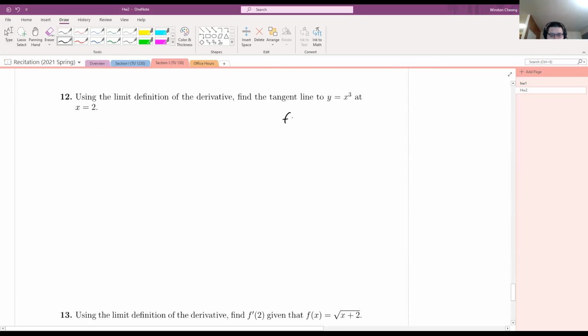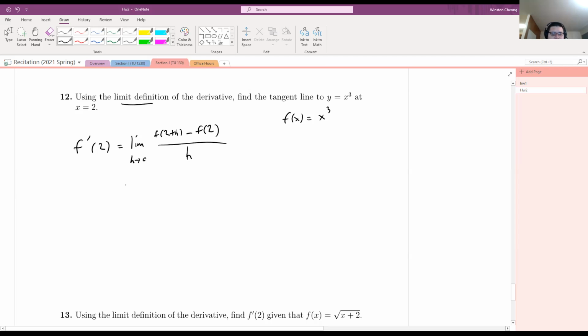Again, for this, I'm going to introduce a name for this function. So we want to find the tangent line to this at x equals 2. So the first thing we need to do is to calculate the derivative at 2. Very much the same thing we've been doing. So calculate first the derivative at 2. And, well, recall the limit definition because we're supposed to. Limit as h goes to 0 of f of 2 plus h minus f of 2, all over h.